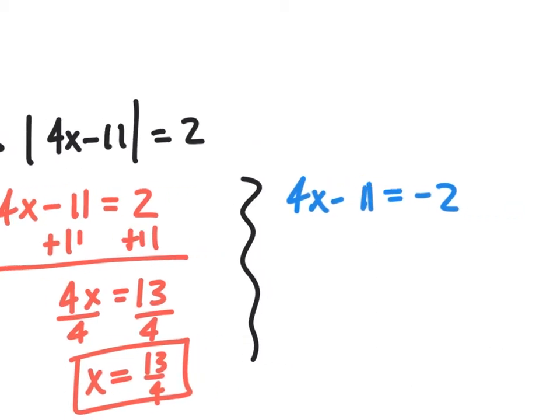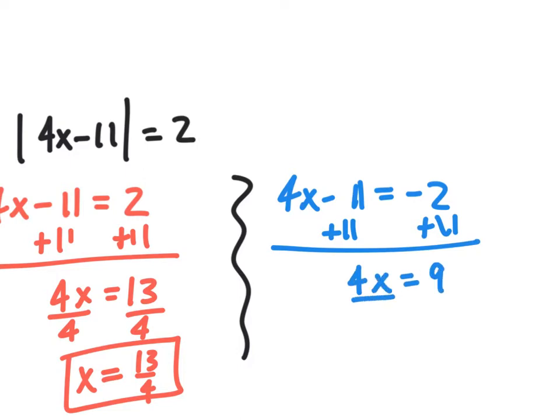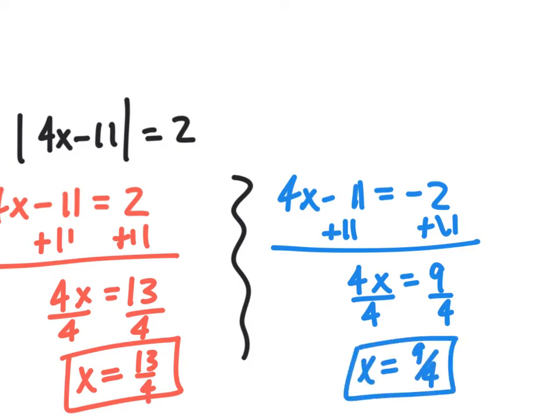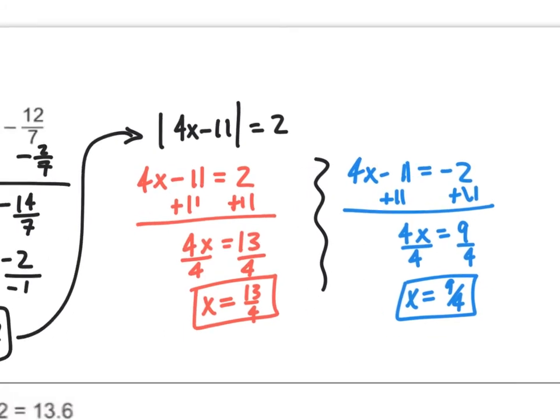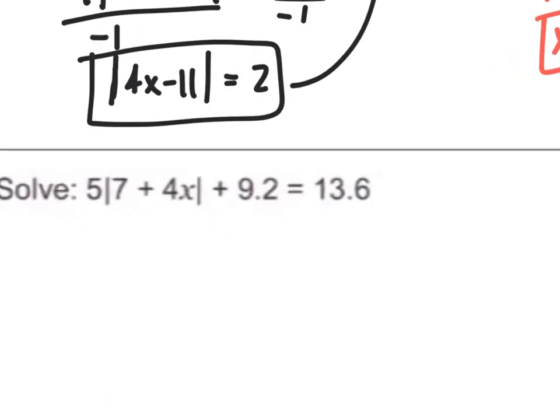Then I do the same thing over here. I add 11 to both sides, and I get that 4x is equal to positive 9. I divide both sides by 4, and then I get that x is equal to 9/4. Those are both my answers. I have two solutions here. Now let's take a look at the next one, and this will be the last problem we do.